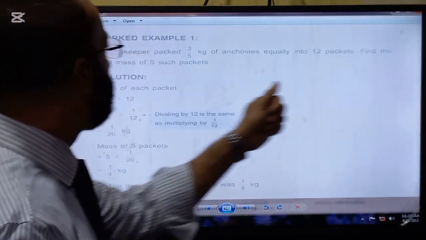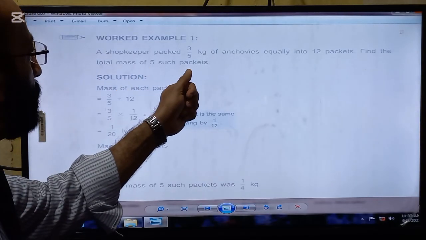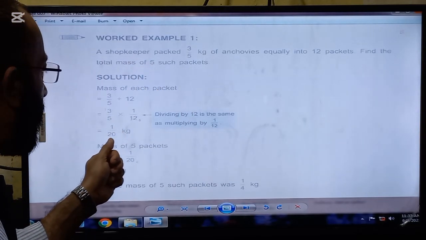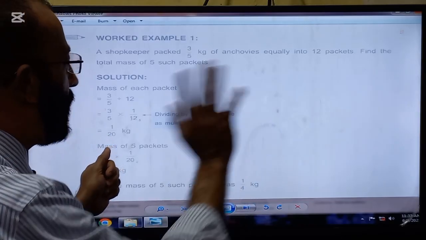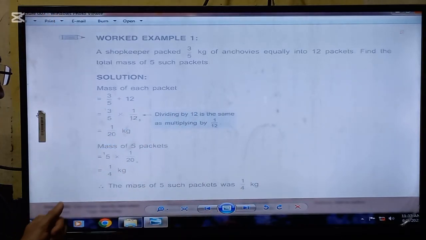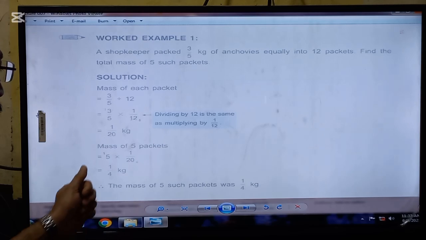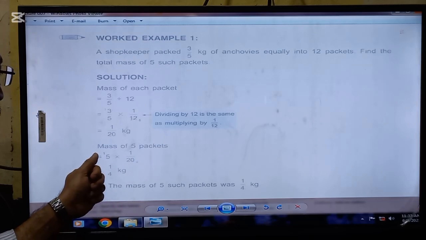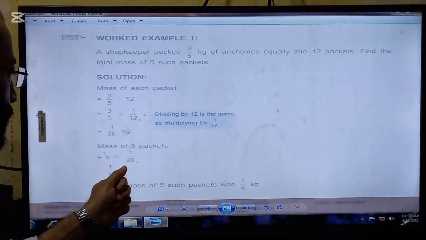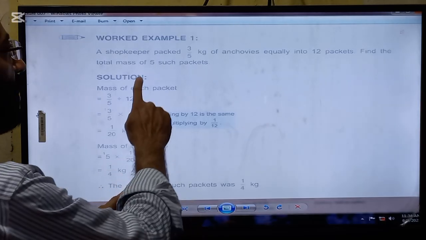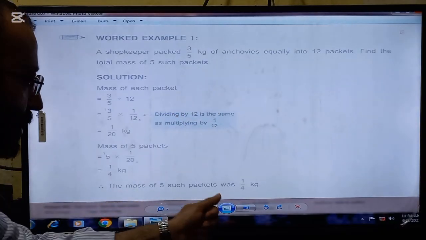Now the requirement is to find the total mass of 5 such packets. So 5 multiplied by the mass of one packet will give us the final answer. Look now, 5 multiplied by 1 by 20. At this stage, again, we will cancel the values as much as possible. So 5 ones are 5 and 5 fours are 20. So 1 by 4 kg is the mass of 5 such packets.